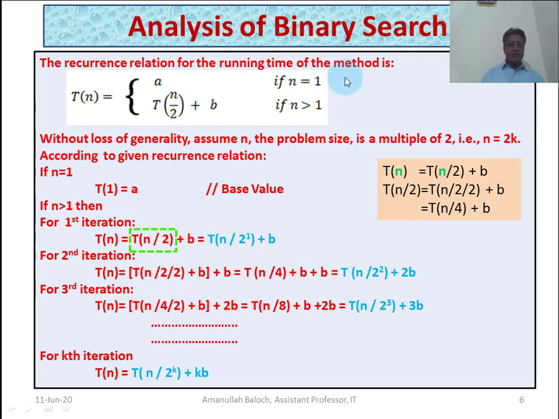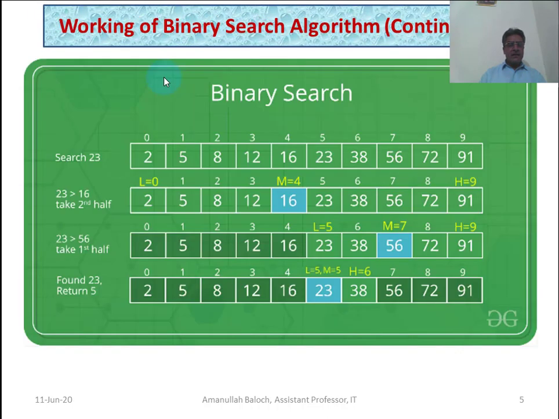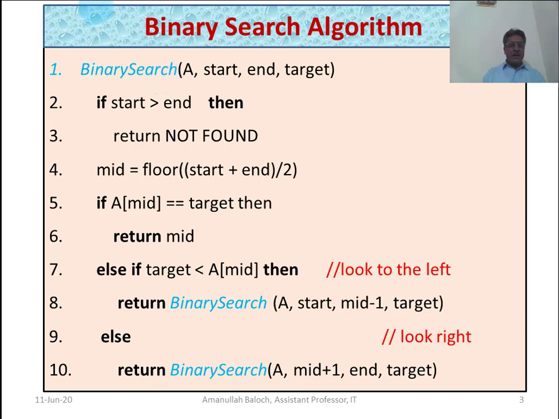If there is only one element in an array, that is n is equal to 1, T of 1 will be equal to a. Why do we say that T of 1 will be equal to a? Because only one element is present in the array, and we have to find the target value, which is a single value. So in this case, look at the algorithm. Our starting index will be 1, and the ending index will be 1. The target value is something.